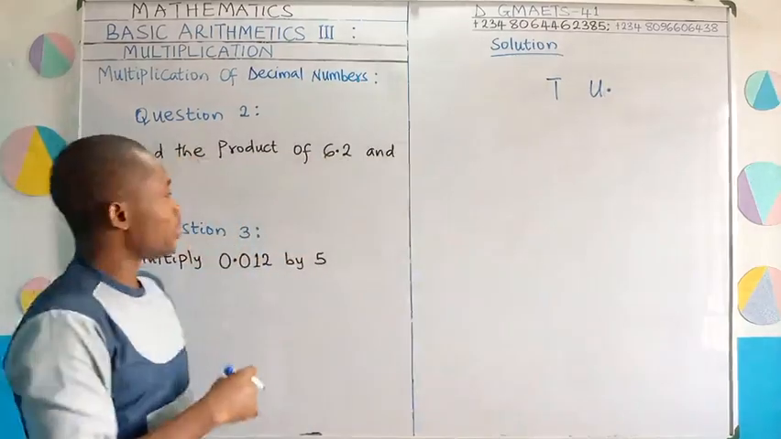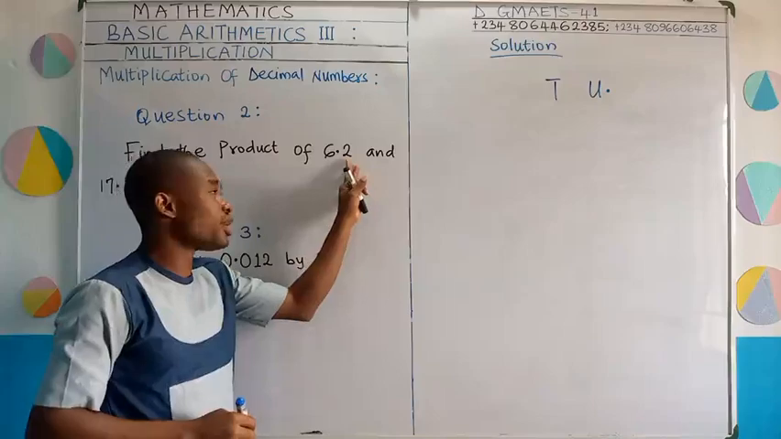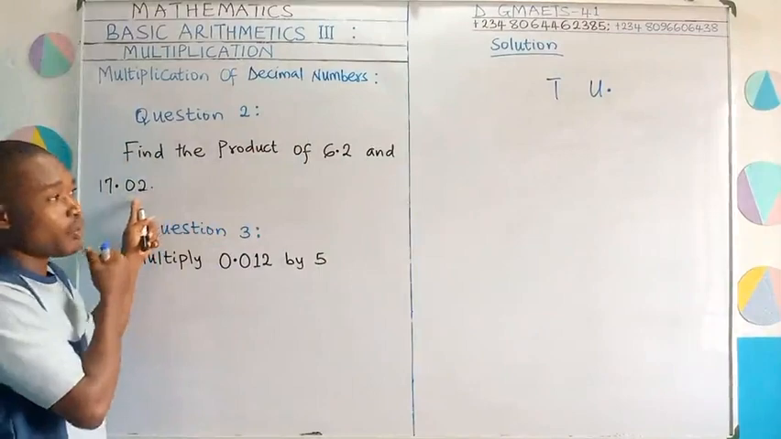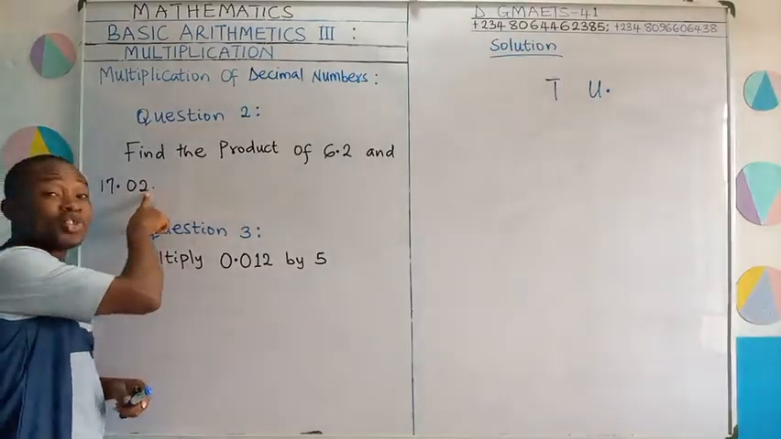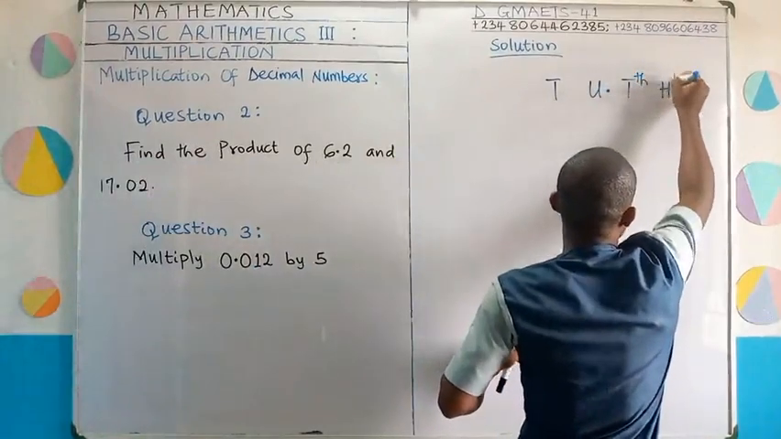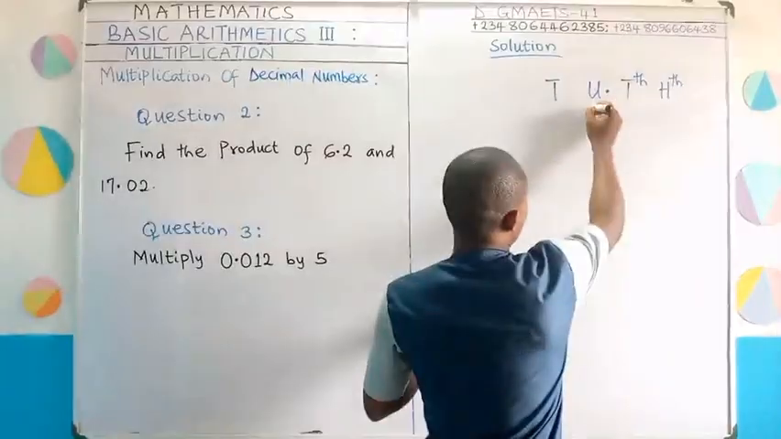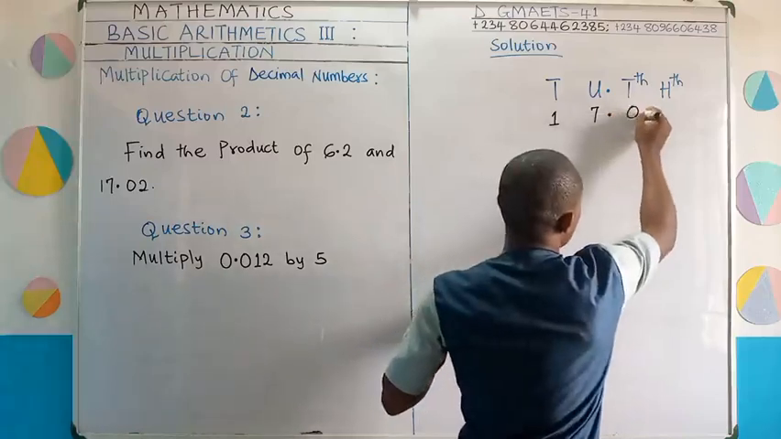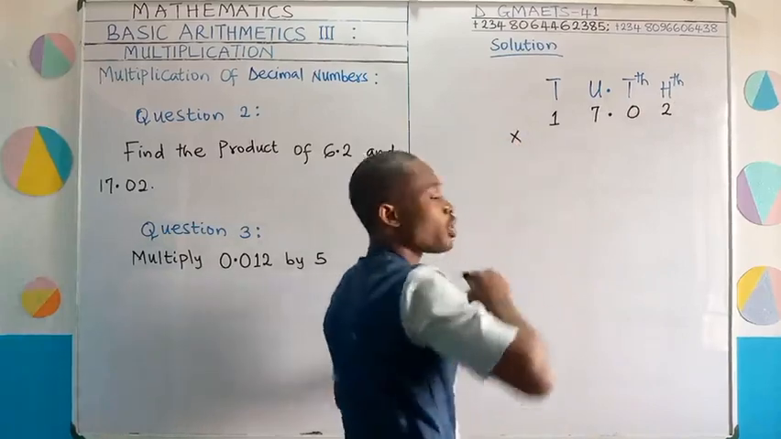We'll check for the decimal place value. There are 2 decimal digits in 17.02, and there's only 1 decimal digit in 6.2. So I will use this one that has more decimal digits to write out my decimal place values. This is tenths and this is hundredths. You know that. Let us record these numbers under them and see. 17.02. 7 will come under units, 1 under tens. 0.02: 0 under tenths and 2 under hundredths. So we're going to multiply it by 6.2.